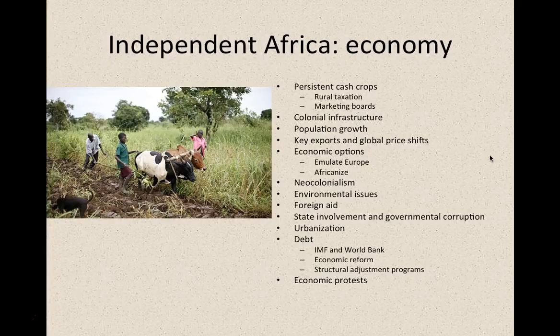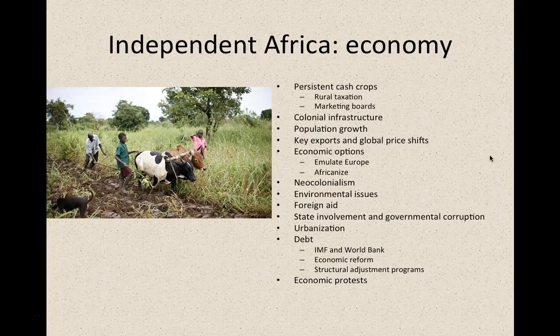And so the solution of many of these governments was to nationalize agriculture in the sense of imposing very high taxes on rural peasants and creating these things called marketing boards, which told the peasants, first of all, what they should grow and what they would buy from them. They acted as intermediaries between the peasants and the international economy. And the marketing boards also set the price that they would pay for the crops that these people grew.